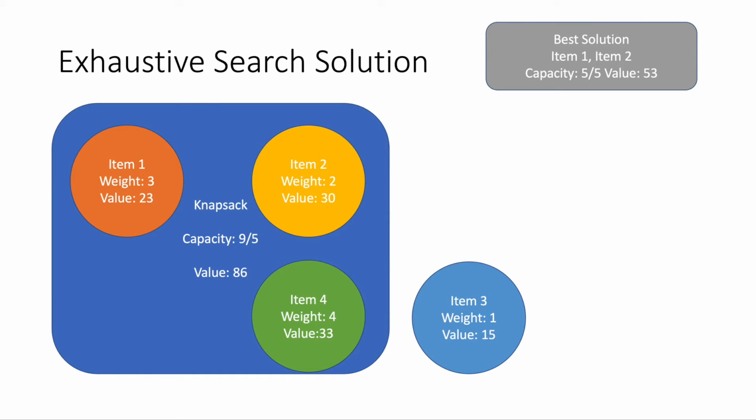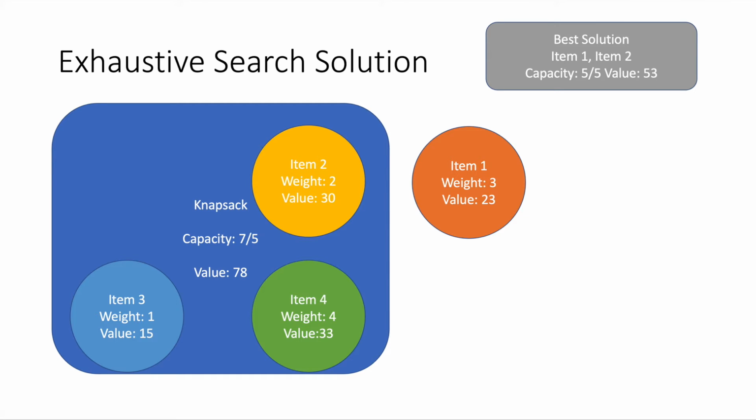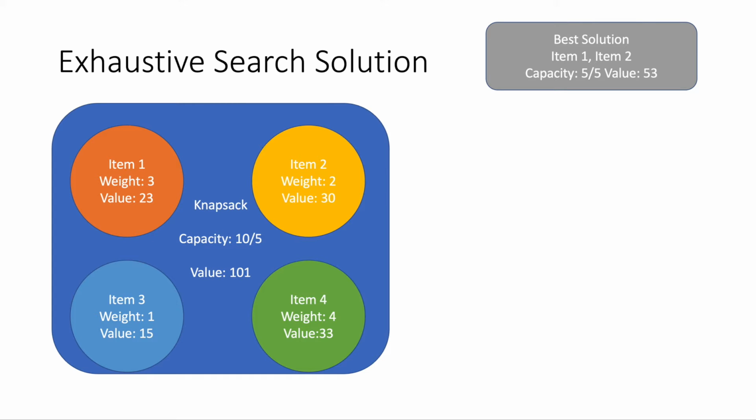Next is the set item 1, 2, and 4, which has value 86 and is over capacity with usage 9. Followed by items 1, 3, and 4, which has value 71 and is over capacity with 8 capacity usage. And then lastly, item 2, 3, and 4, which has a value 78 and is over capacity with usage of 7. The last possible solution to consider is a solution of all items, which uses capacity 10 and value 101.